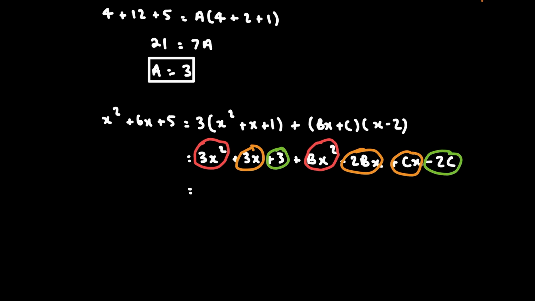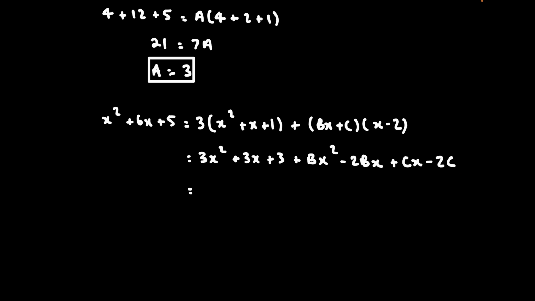Let me just get rid of the colors. I'll give you a second to highlight these just so you understand which one I'm talking about. So if I were to merge them together, I will have 3 plus b, and factorized out is x squared, plus 3 take 2b plus c, factorized out will just give me x, plus the final constant, 3 take 2c. And on the right hand side, I still have the quadratic.